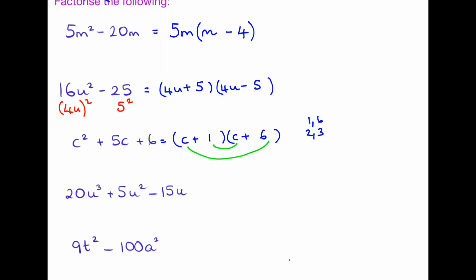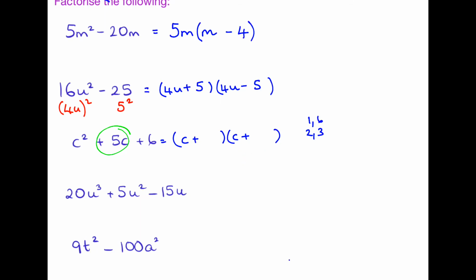So that would give us c for this one, 1 times c, and then c times 6 is 6c. So altogether there, they're both positive, remember, that would give us 7c. So that doesn't work. We want 5c. So we need to lose the 6 and the 1 because they're not right, and we'll also lose these green lines carefully.